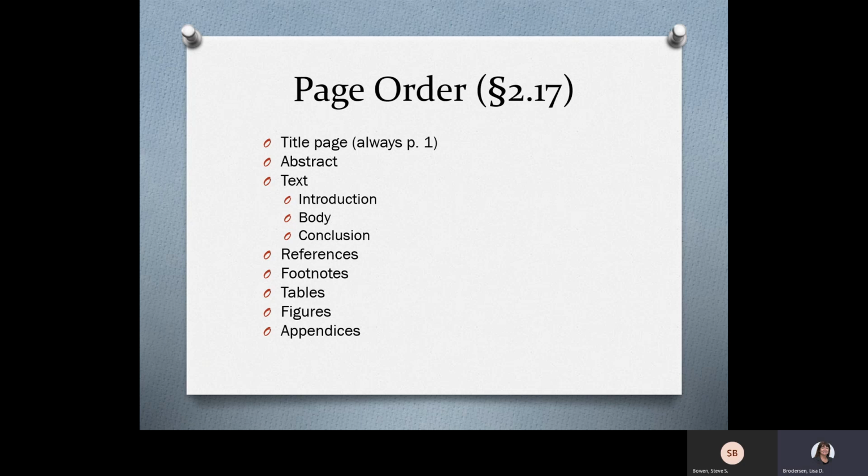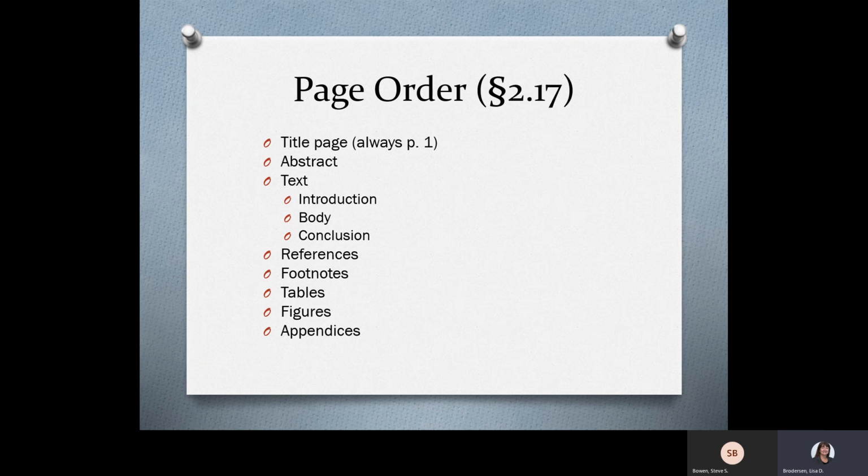Okay, so then page order. Your papers are always going to start with the title page. It's always going to be page 1. If your professors require you to have an abstract, that will be page 2. And then the text would start on page 3. Now in the nursing program, most student papers are not required to have an abstract, and so the text of the paper starts on page 2.